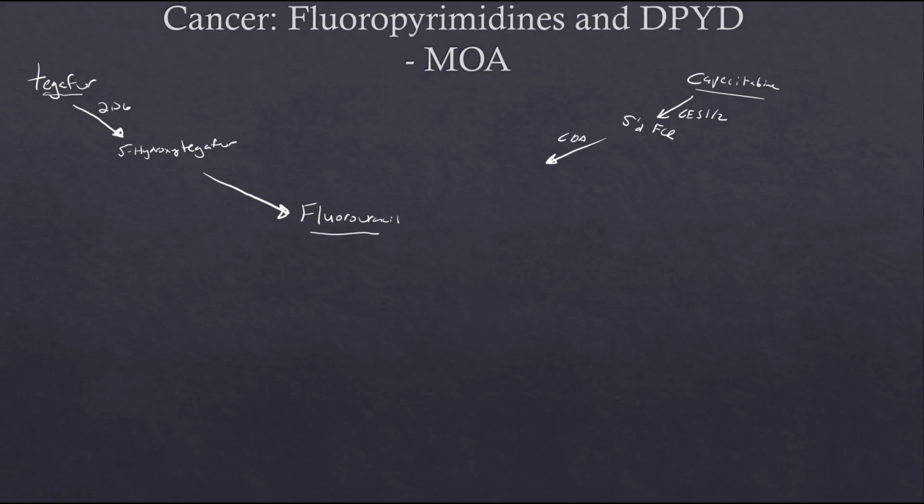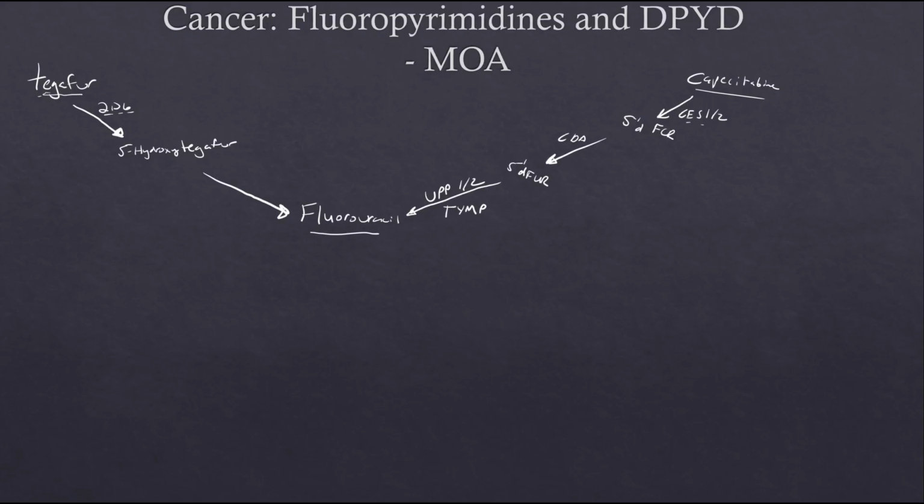So each of these fluoropyrimidines are prodrugs, meaning that they need to be activated. However, they also have common metabolism where they each go to become 5-fluorouracil. Capecitabine is metabolized by carboxyl esterases 1 and 2 to make 5-deoxy-5-fluorocytidine, and that's metabolized further to make 5-deoxy-5-fluorouridine, which is finally converted into 5-fluorouracil. Similarly, on the other side, tegafur is metabolized by 2D6 initially into 5-hydroxytegafur, and then that's eventually metabolized into 5-fluorouracil.